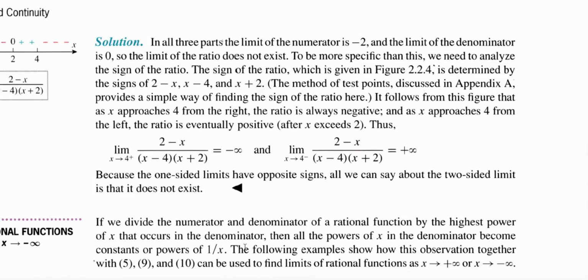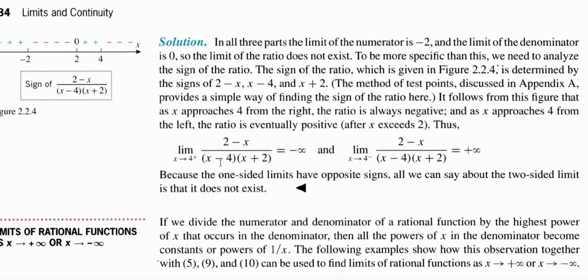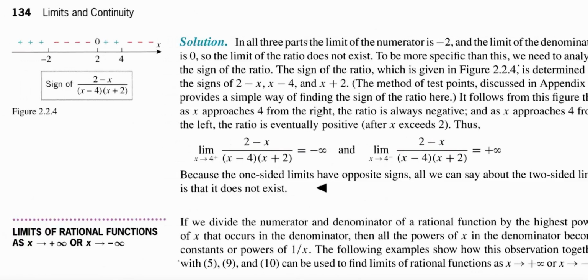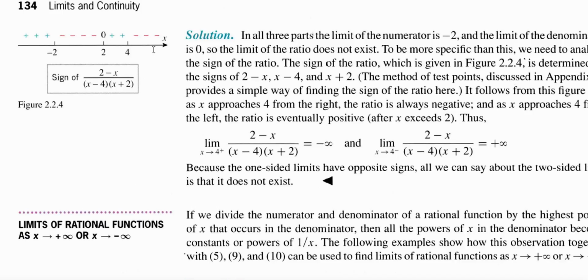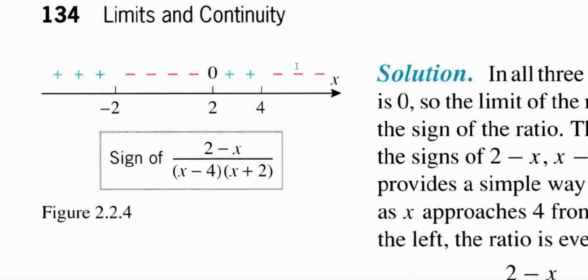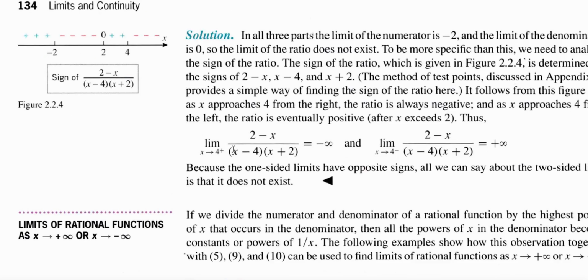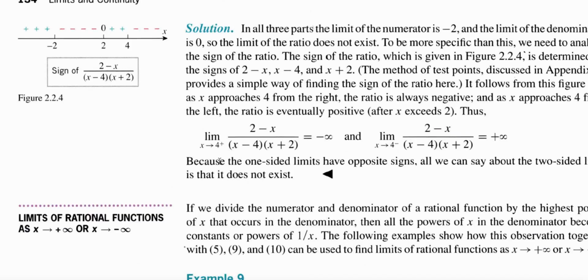So, in all 3 parts, the limit of the numerator is negative 2, and the limit of the denominator is 0. So what they do is they draw a number line, like we did in pre-calculus, and they test the number line for the sign value, whether it's positive or negative. And so from this, we can see that if we approach 4 from the right, we're going to get negative infinity. And if we approach 4 from the left, we can see we're going to get positive infinity. So that means that the right-handed limit is negative infinity. The left-handed limit is positive infinity, but since the two disagree, the limit itself doesn't exist.